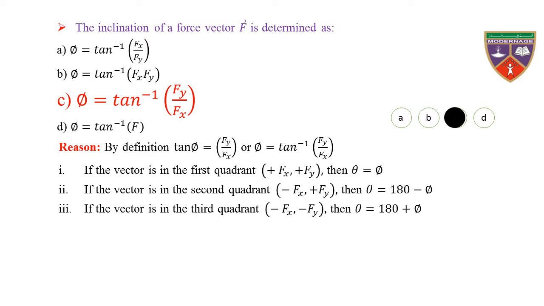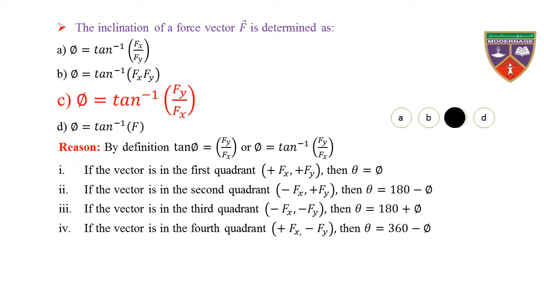Third, if the vector is in the third quadrant, x component is negative, y component is negative, then theta is equal to 180 degree plus phi because phi is in anti-clockwise direction.